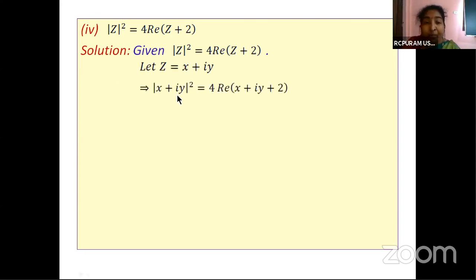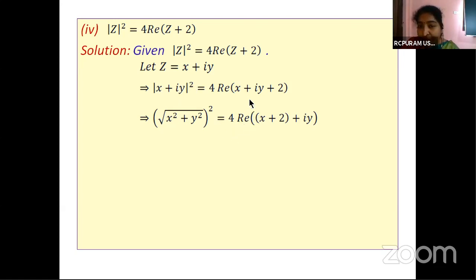Then you will have mod of (x plus iy) whole square is equal to 4 into real part of (x plus iy plus 2). First, we will try to rearrange these terms with the real part plus some imaginary terms. So mod of x plus iy is root of x square plus y square, and you have whole square here, right? Plus 4 into real part of, first I will rearrange this. You will have x plus 2 plus iy. My real part is x plus 2. So what should I take from the bracket? Only the real part. So I should take only x plus 2.